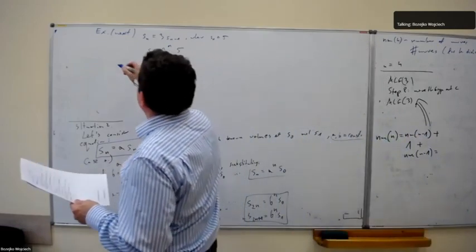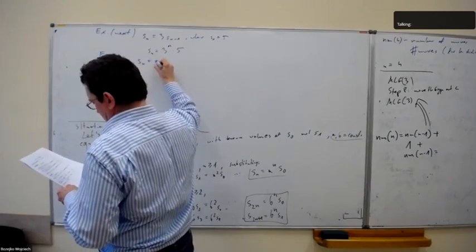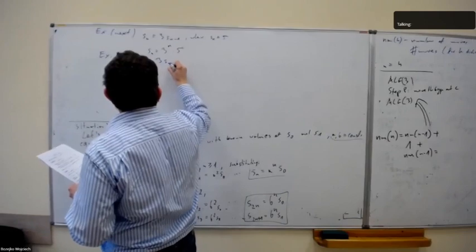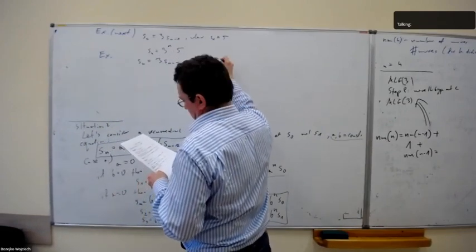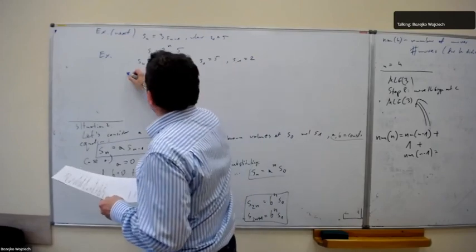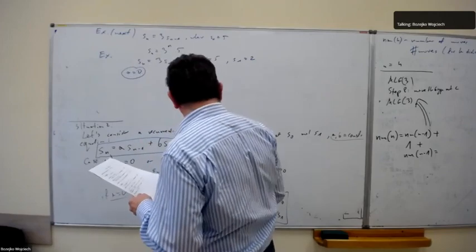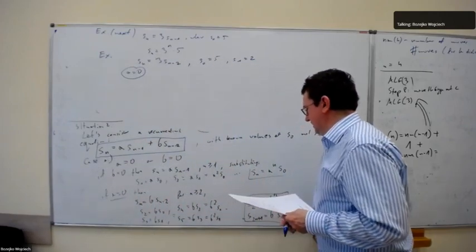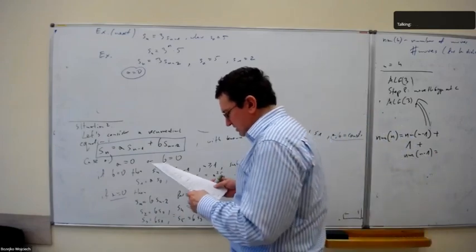Okay, another example. If we have S_n equals 3 times S_{n-2}, and the starting conditions S_0 is 5 and S_1 is 2. So we have the case A equals 0, like here. So we have two formulations, in fact, consisting of two equations.